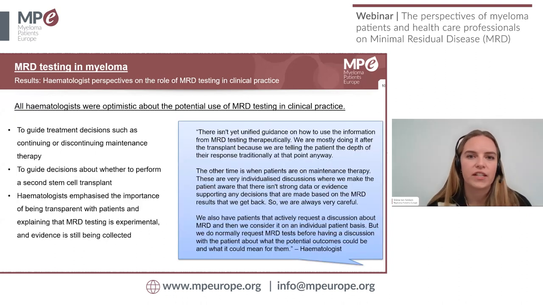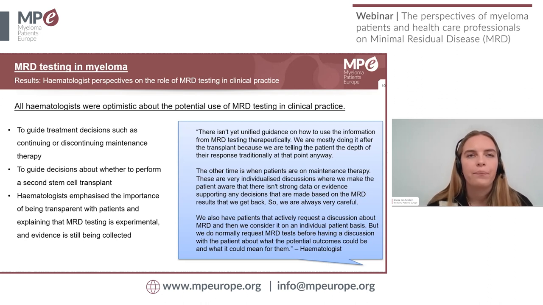So all hematologists who participated in interviews were optimistic about the potential use of MRD testing in clinical practice. Some hematologists stated that their hospitals are increasingly requesting MRD testing among patients who have had maintenance therapy for several years and are considering stopping treatment, either due to side effects or personal circumstances. And in future, MRD testing may assist hematologists in reducing the over-treatment of patients.